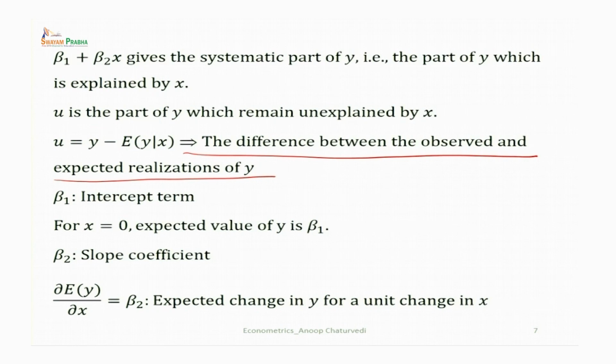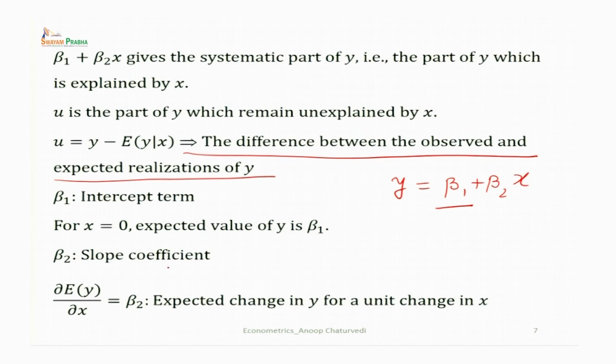Here beta 1 is the intercept term, and for x equal to 0, the expected value of y is beta 1. Or if you consider the straight line, say y equal to beta 1 plus beta 2 x, then this straight line cuts the y axis at point beta 1.